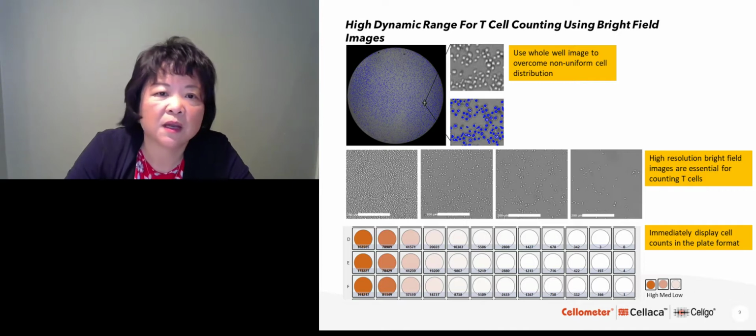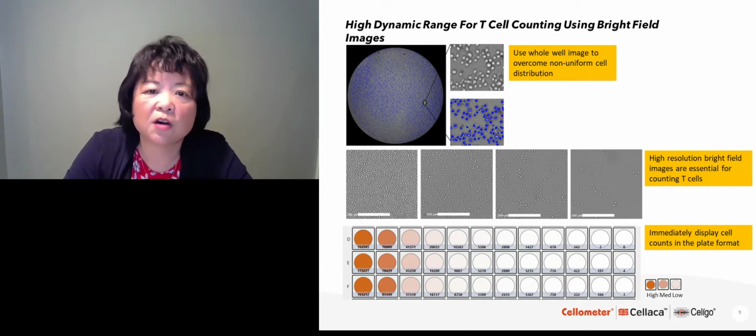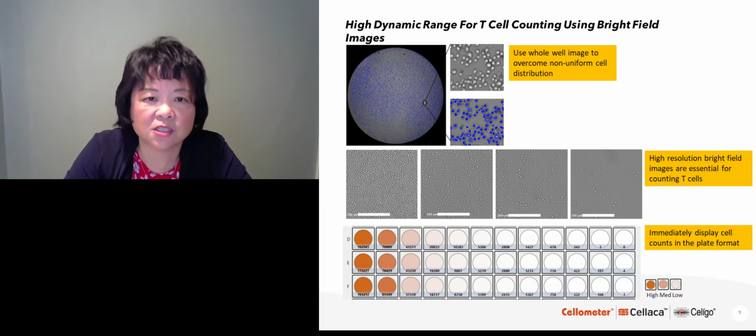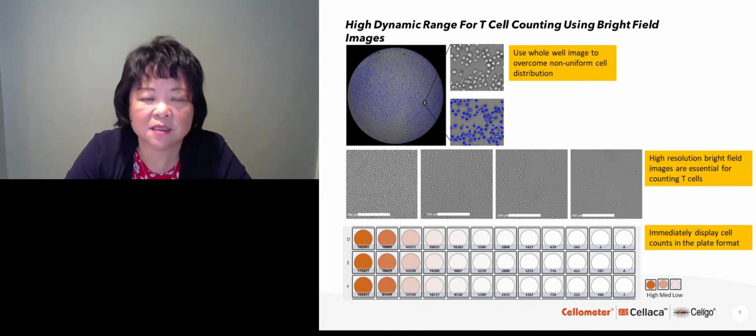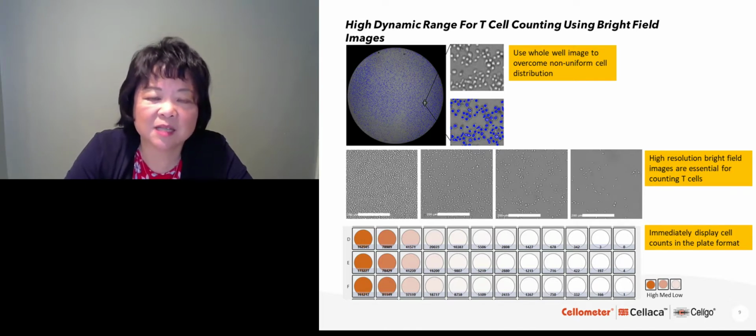T cells. It is critical to produce the whole well image to count every cell in that well, because a lot of times, especially at a low concentration, cells are unevenly distributed within the well. The middle panel shows different concentrations of cells, the number of cells in the well going from over 100,000 on the left all the way to a few cells or less than 100 cells on the right.